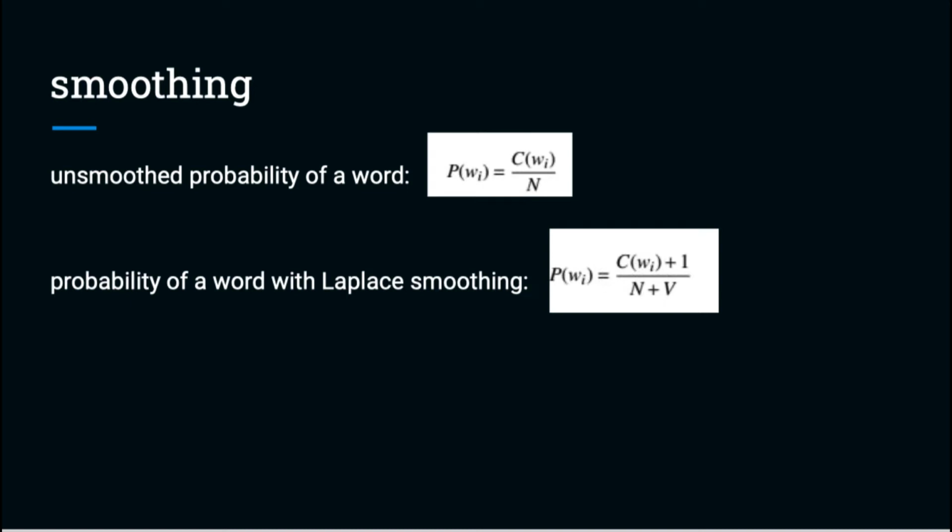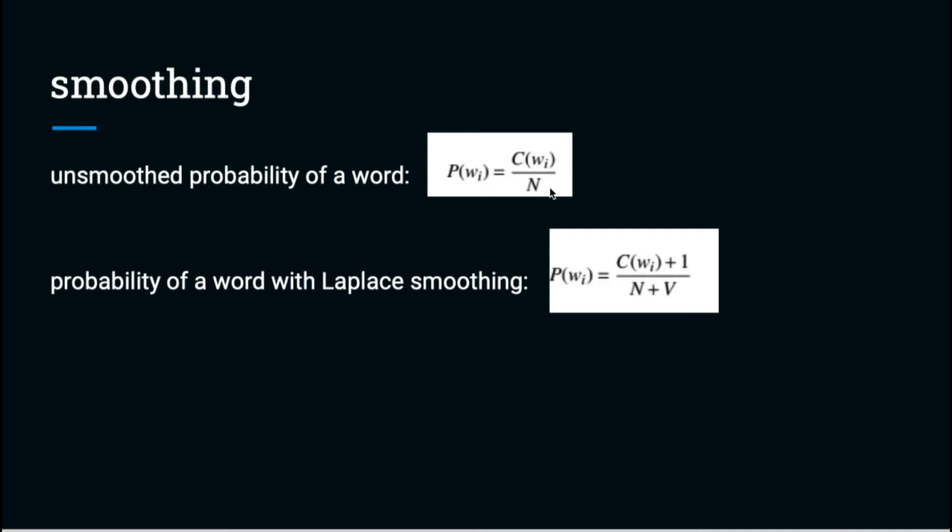What would happen if one of the probabilities was 0? Since we're multiplying all these probabilities together, that would zero out the whole probability. This is our probability of a given word. It's just the count of that word divided by the total number of tokens. And if we train on a corpus, and then we try to apply a language model to new data, some of that data may not be there, leading to a 0 probability.